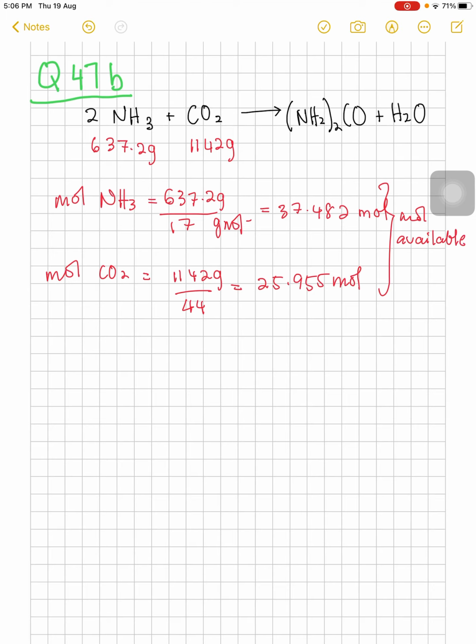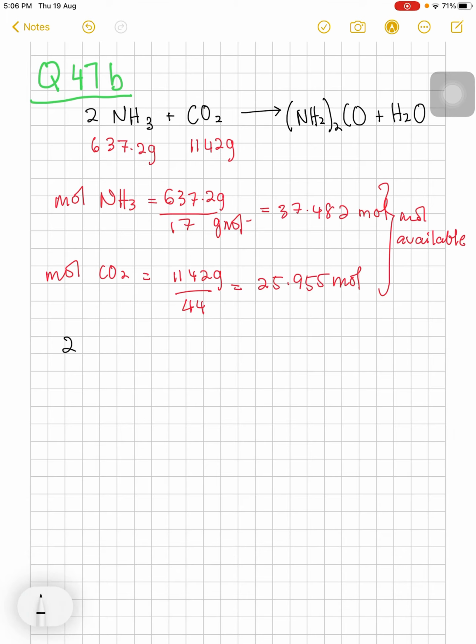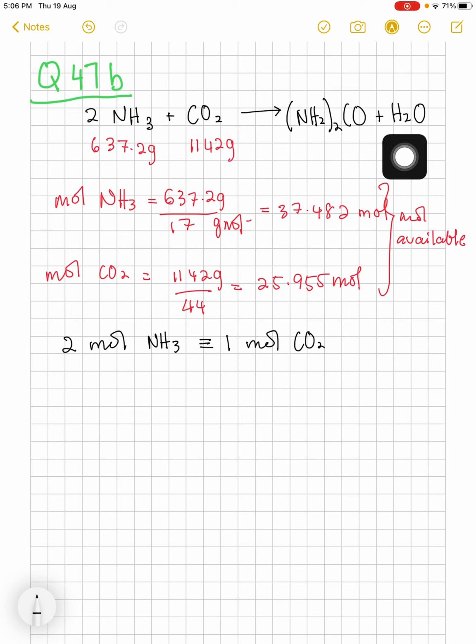Next, since we want to find the limiting reactant, we need to do a ratio. It's between either ammonia to carbon dioxide or carbon dioxide to ammonia. Let's say 2 mole of ammonia reacts with, from our balanced equation, 1 mole of CO2. So remember, before we start our calculation, make sure that our equation is balanced. Let's say we use all of the mole of the ammonia available.